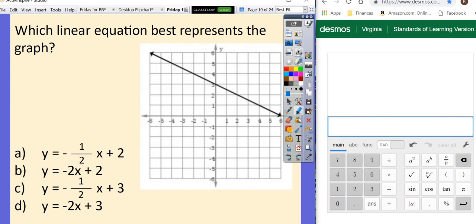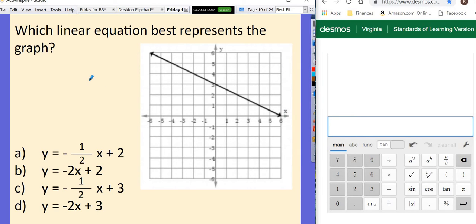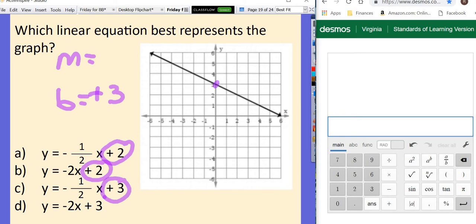All right, the next one is we're given a graph, and this time we have to figure out what the equation is. So let's look through here. I know I'm going to need to find my slope, and I know I'm going to need to find my y-intercept. So let's find that y-intercept first. It is right here at +3. So let's look through our equations. That's a +2, +2, +3, +3. So we know A and B are already out.